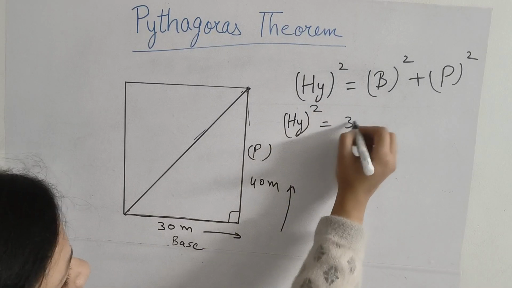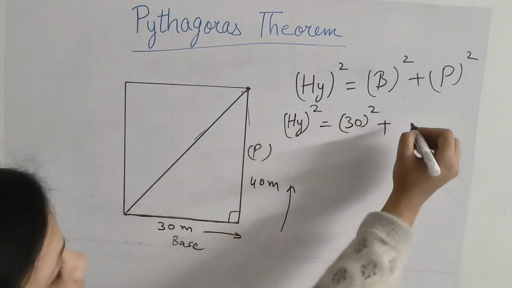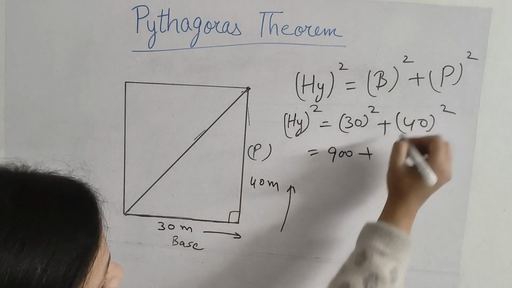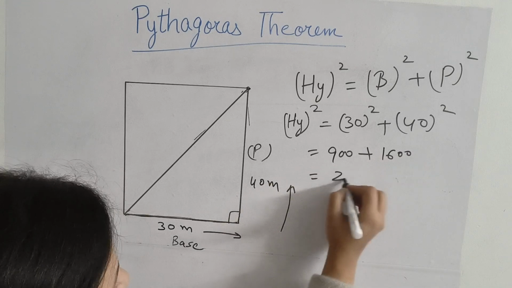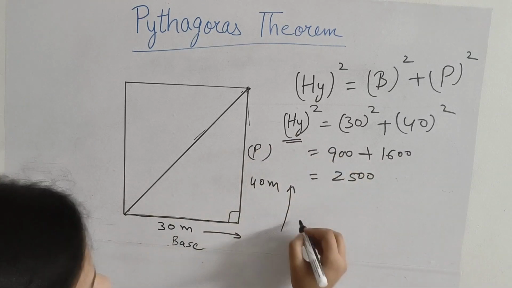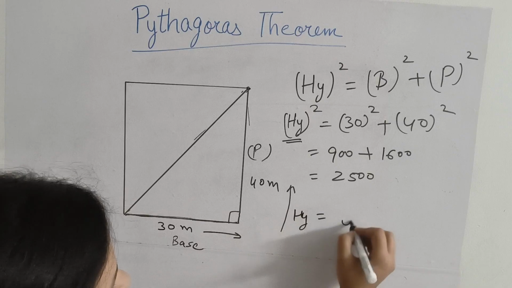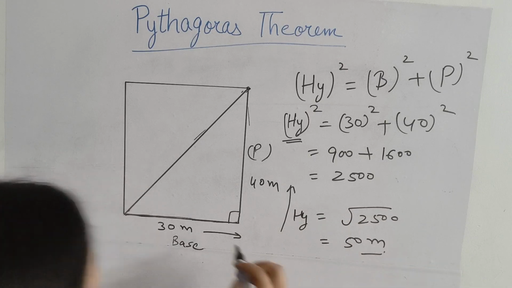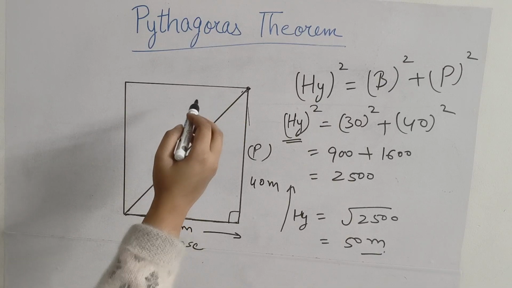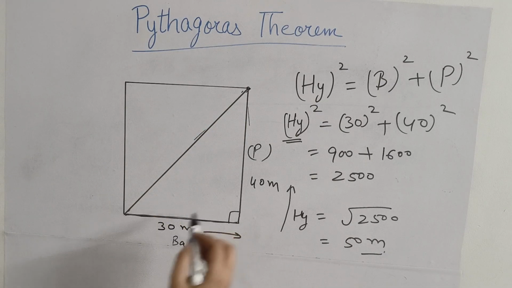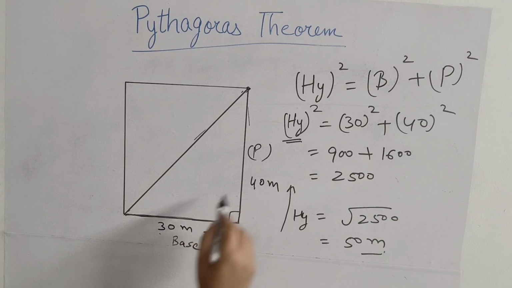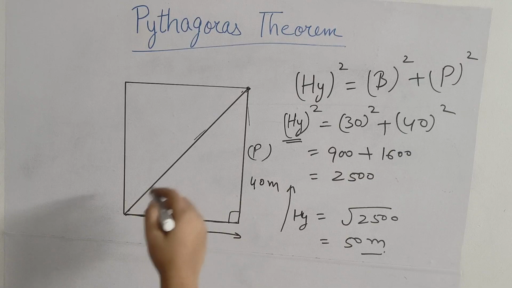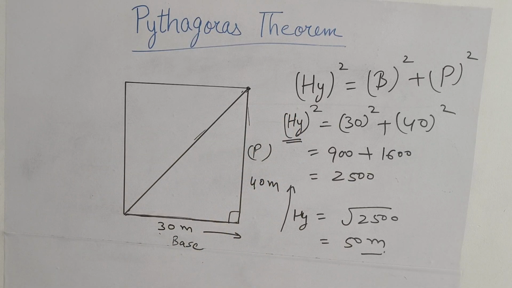Base is 30 meter square plus perpendicular is 40 meter square. 30 square 900, 40 square 1600, total is 2500. This is hypotenuse square. So my hypotenuse will be under root 2500, which is equal to 50 meter. So the distance covered by the bird is 50 meter, the shortest distance, while I have covered 30 plus 40, 70 meter. In the similar manner, Google Maps and the GPS calculate the shortest distance.